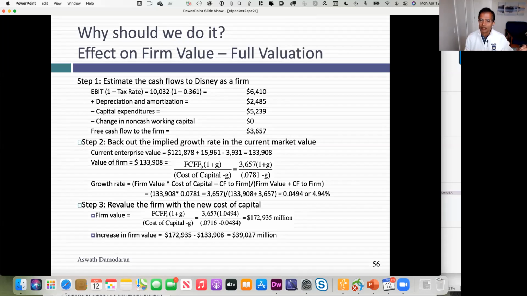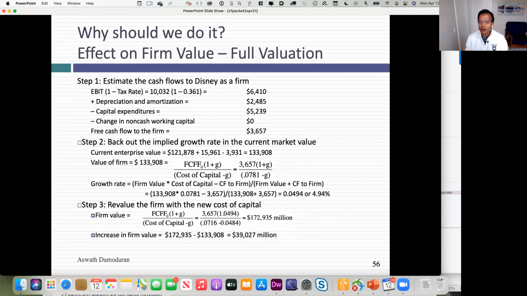7.81% to 7.16% is 0.65%. I'm asking them to borrow almost $40 billion to lower their cost of capital by 65 basis points. Now, do you see why companies are not easily convinced by cost of capital arguments? The cost of capital for a big company, a mature company, will not move very much.